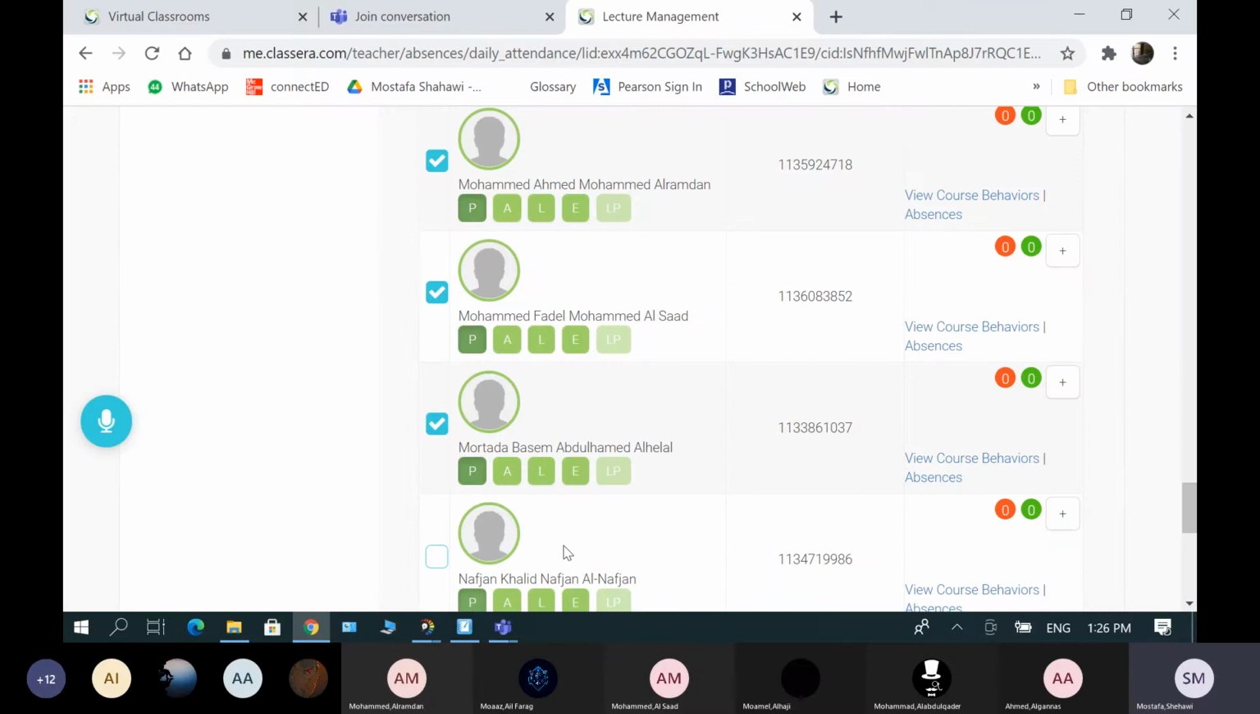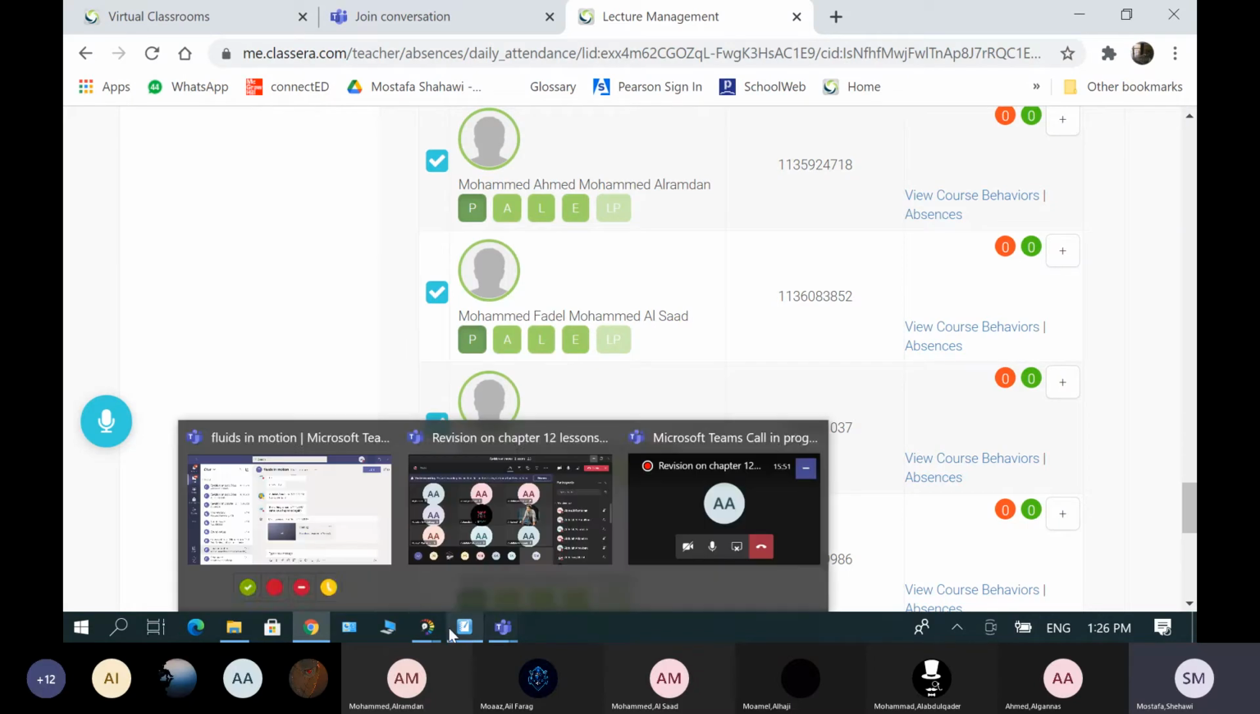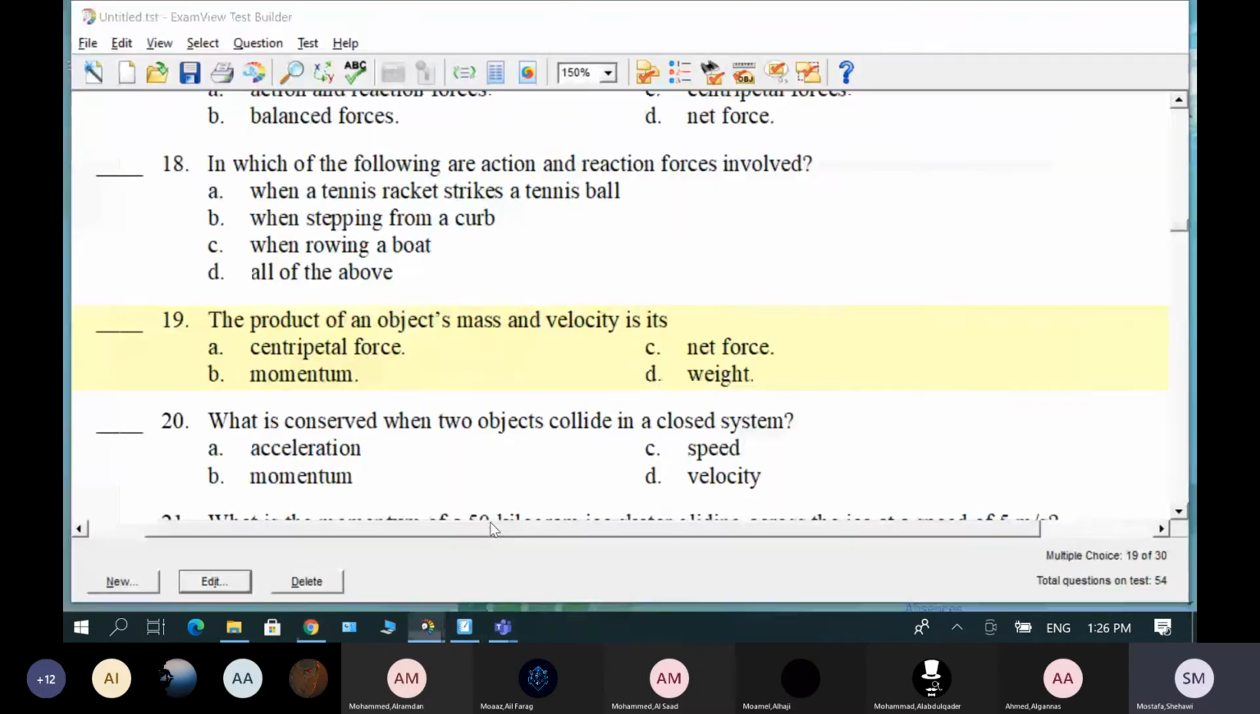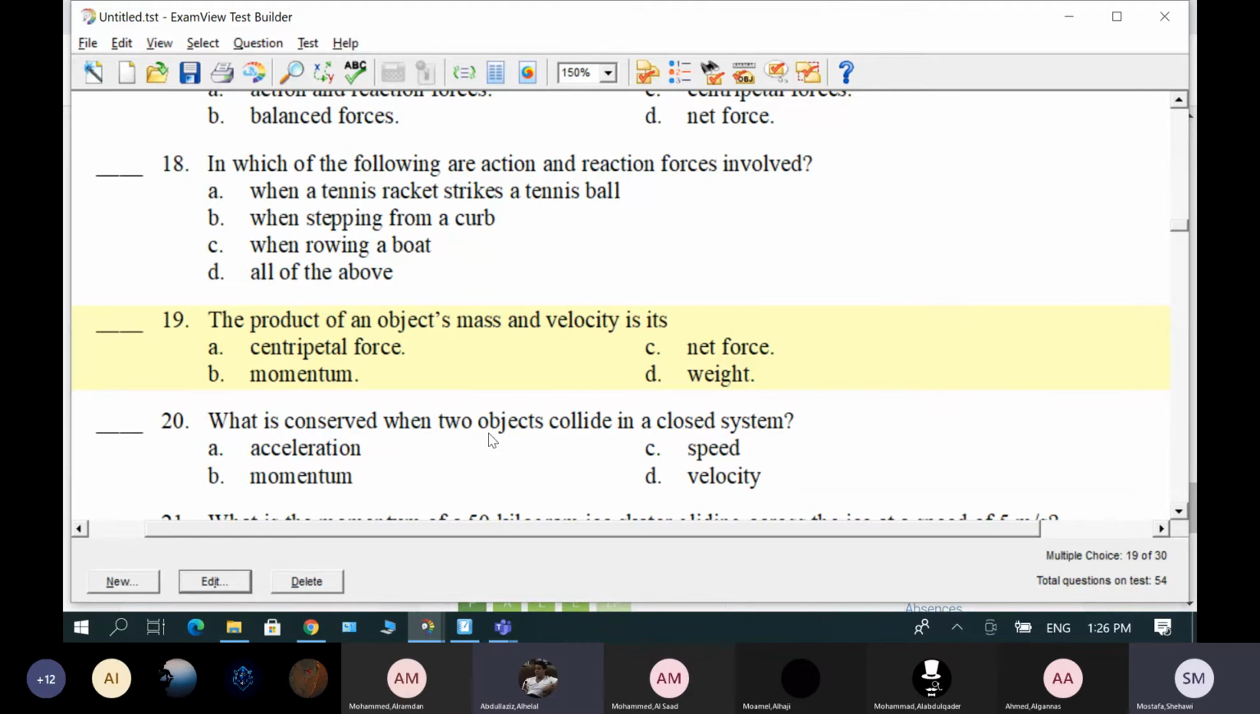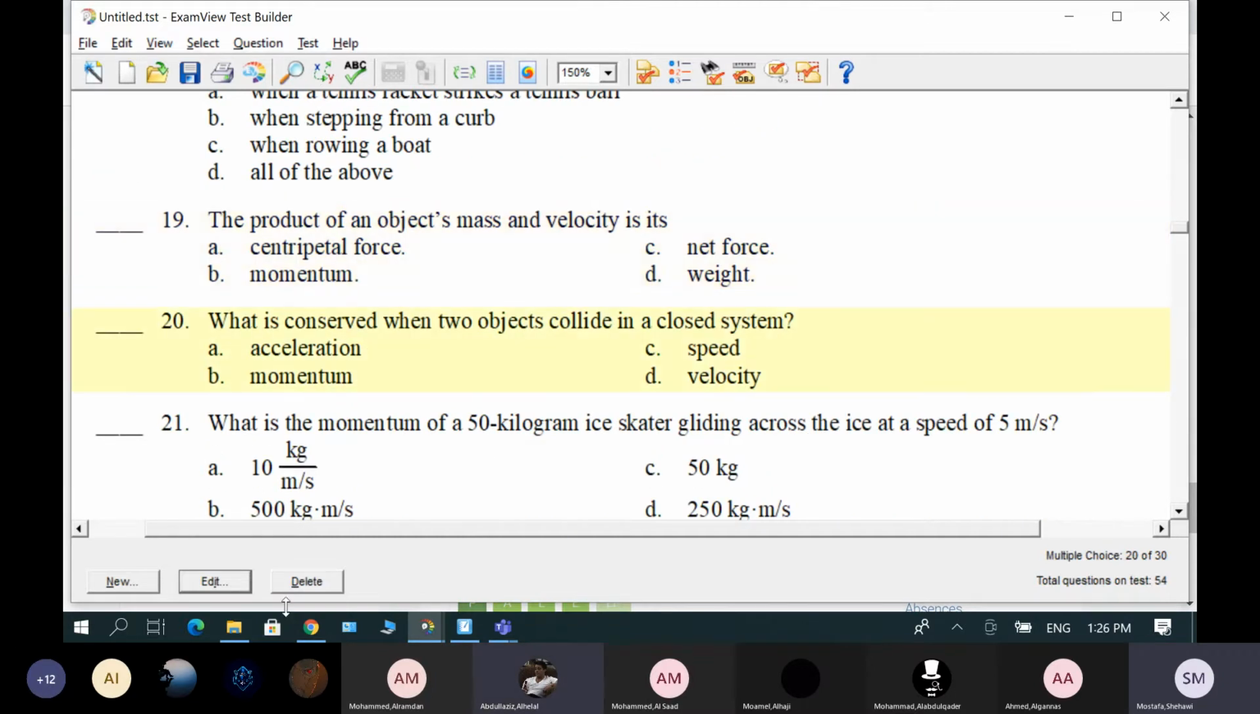Abdulaziz Al-Hilal. Yes, Mister. 19. The product of an object's mass and velocity is momentum. The product of an object's mass and velocity is its momentum. Yes, bravo. Answer B. 20.